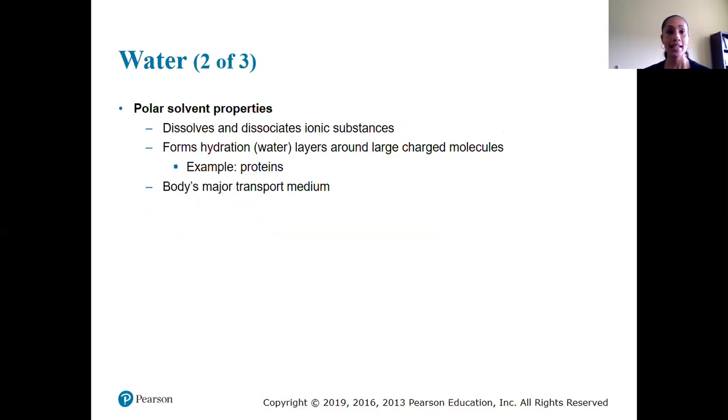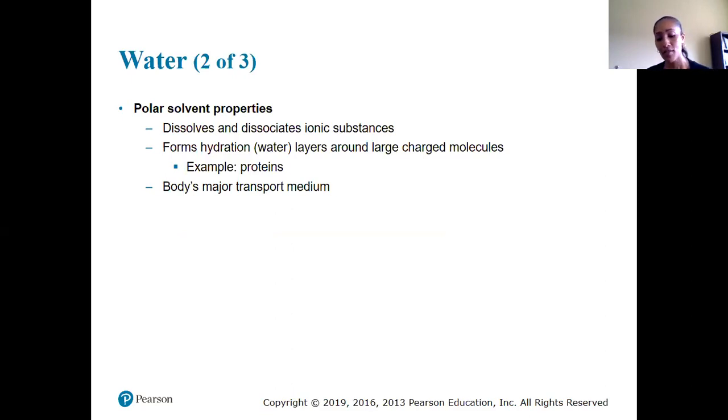Water is a polar solvent. Remember, polar means that there's a slight charge difference. When we're looking at a molecule of water, it shares its bonds covalently, but more specifically it's a polar covalent bond. A polar substance is able to dissolve and dissociate, or break apart, ionic substances. And so it forms hydration layers, or water layers, around our larger molecules. Think about a protein. If a protein is placed in water, we're able to form a sort of hydration layer around the protein.